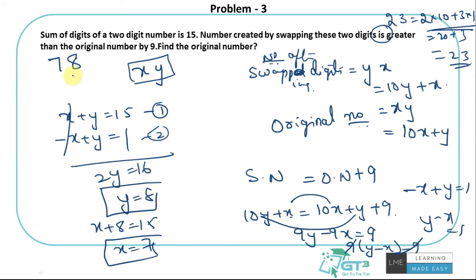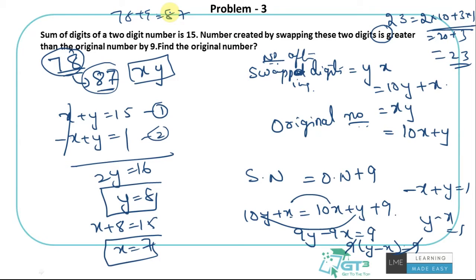So what is the number? 78. If I swap 78, what do I get? 87. This swapped number is 9 more than 78. The number created by swapping these two digits of 78 is 87, and 87 is greater than the original 78 by 9. So 78 plus 9 is 87.